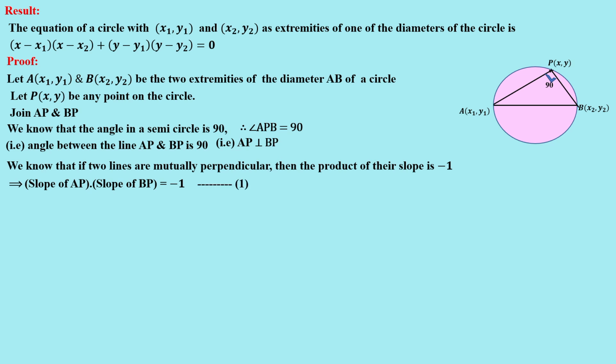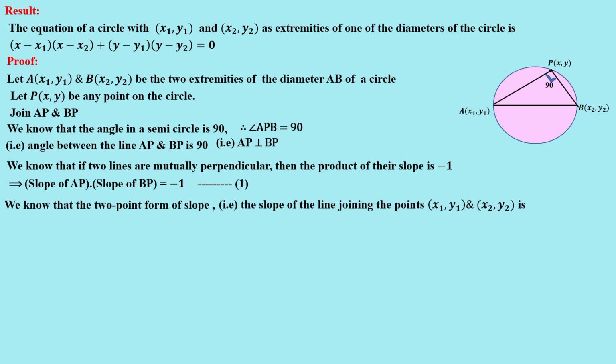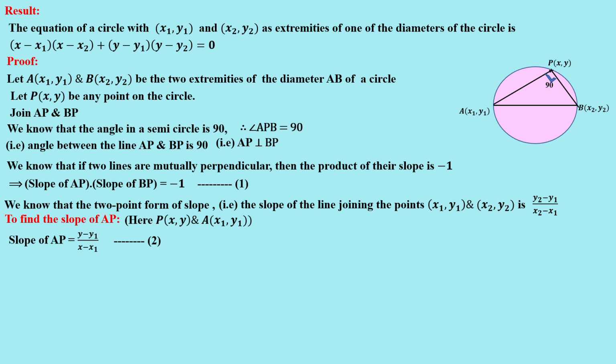Now we are going to find the slope of AP and the slope of BP separately. So we know the two-point form. We are using the two-point form to find the slopes. The slope of the line joining (x1, y1) and (x2, y2) is (y2 − y1)/(x2 − x1). So to find the slope of AP, the slope of AP is equal to (y − y1)/(x − x1). That is equation number 2. The slope of BP, using the same formula, is (y − y2)/(x − x2). That is equation number 3.